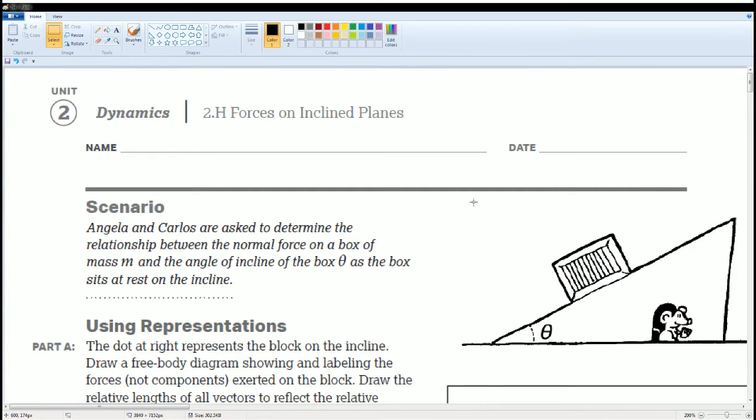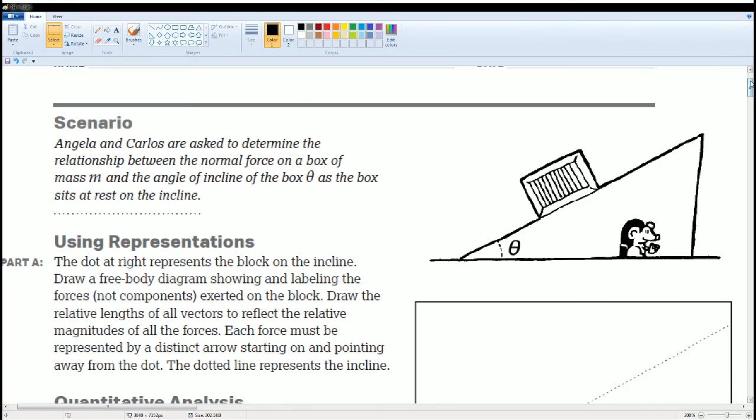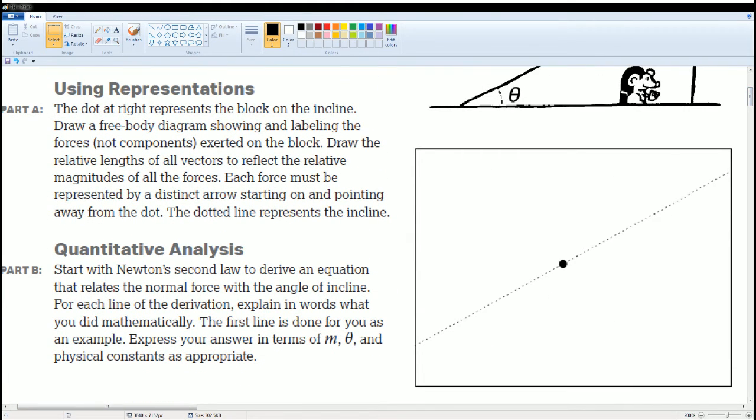Here's the scenario. Angelica and Carlos are asked to determine the relationship between the normal force on a box of mass m and the angle of incline of the box theta as the box sits at rest on an incline. The first part is going to ask us to draw the free body diagram right here. So you can try that.